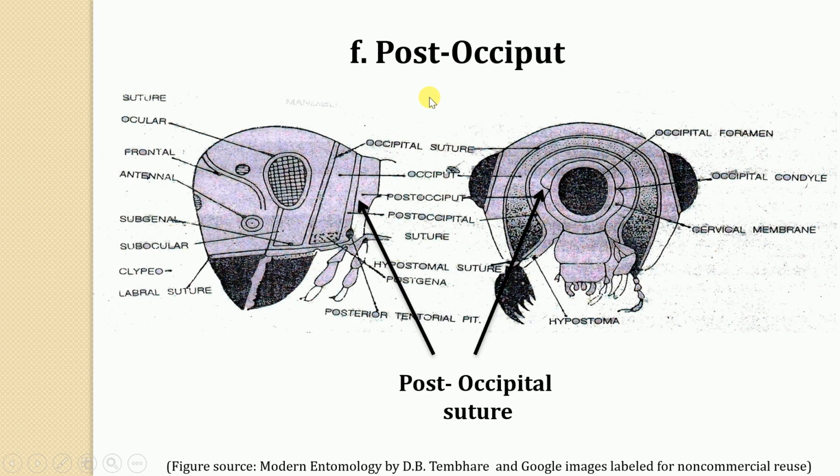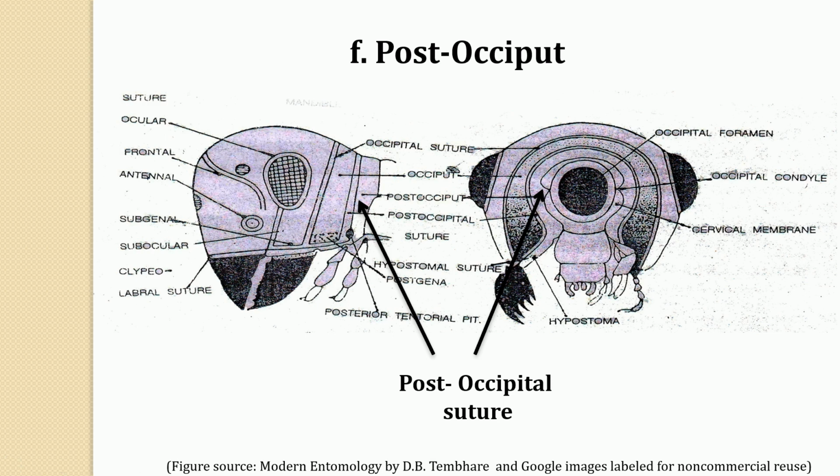The next one is the post-occiput. The occipital foramen is enclosed from the dorsal and lateral side. So this is the occipital foramen, which is enclosed from the dorsal side as well as the lateral side by a narrow sclerite, and this narrow sclerite is referred to as the post-occiput. So this area is referred to as the post-occiput. It lies between the occiput and the neck. So this is the occiput and this part is the neck. In between the occiput and neck, the sclerite is referred to as the post-occiput.